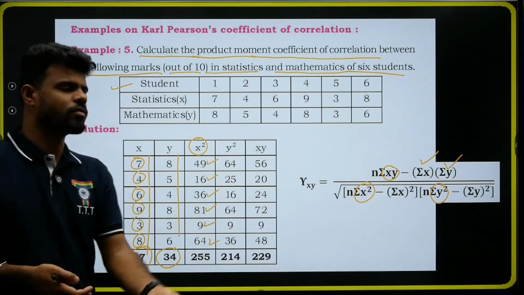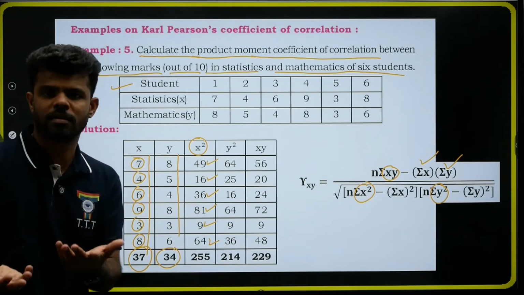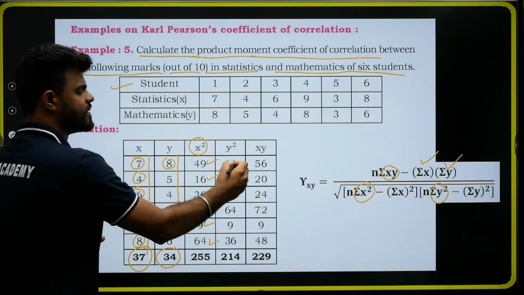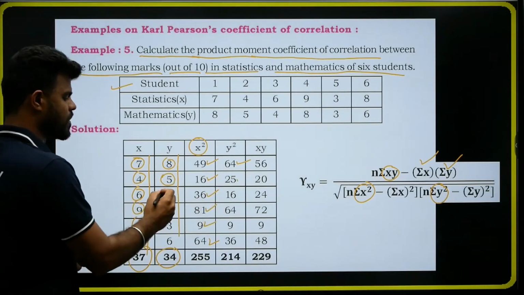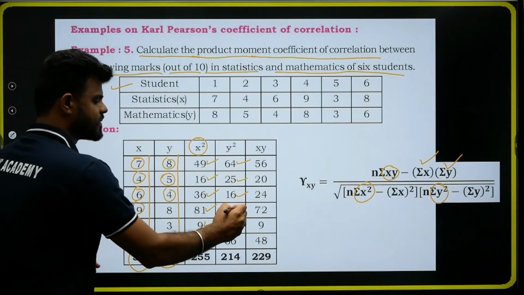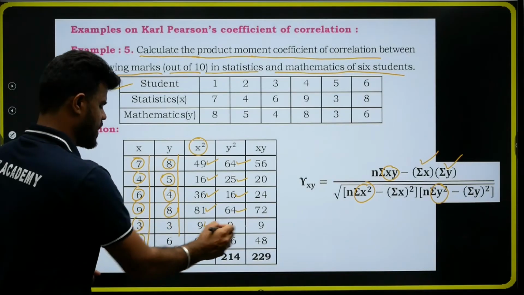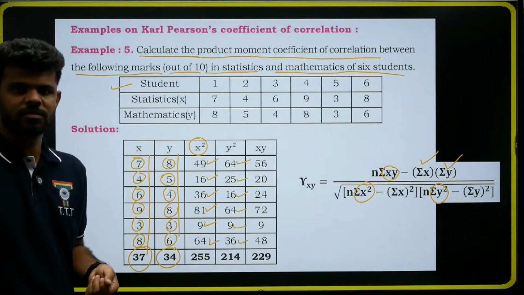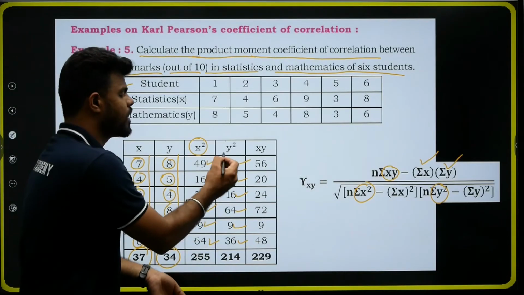So how to calculate y square value? It is the same thing, you keep squaring the y variable values. So 8 square is 64, 5 square is 25, 4 square is 16, 8 square is 64, 3 square is 9, 6 square is 36. So that is how we should calculate y square value.